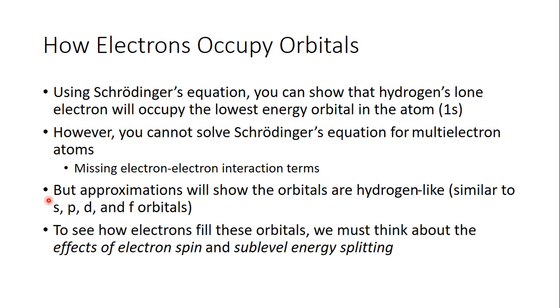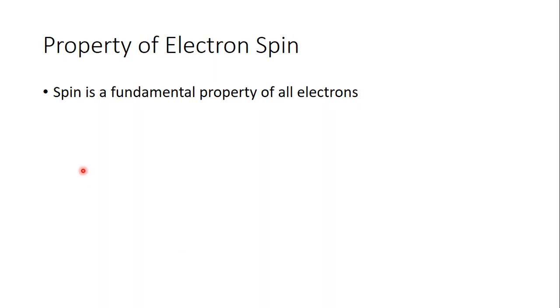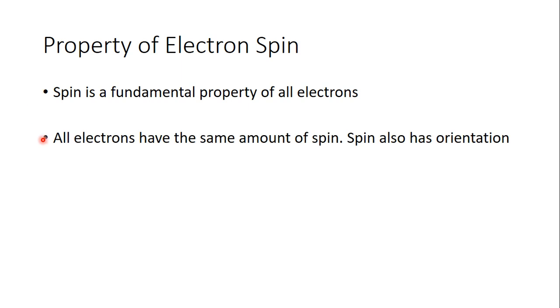And let's talk about how we put electrons in these orbitals. And to do that, we need to talk about spin and energy splitting in these different quantum levels. So spin, it's a property that all electrons have. And all electrons have the same amount of spin. If you want to think about electrons physically spinning, that's fine. They all go at the same speed, but they have different directions. You can either spin up or you can spin down.